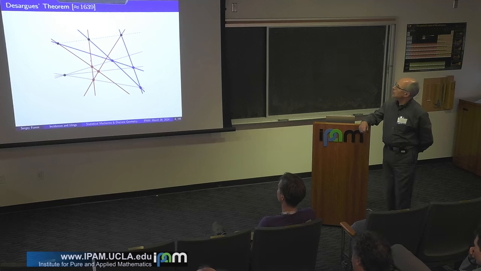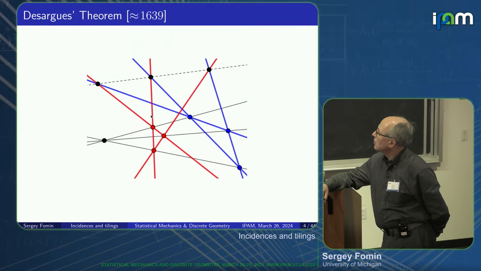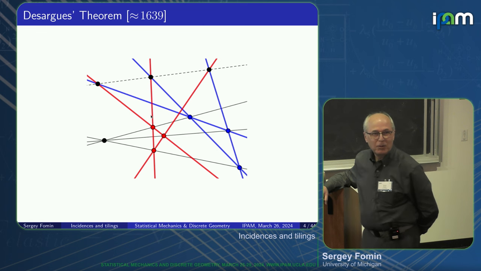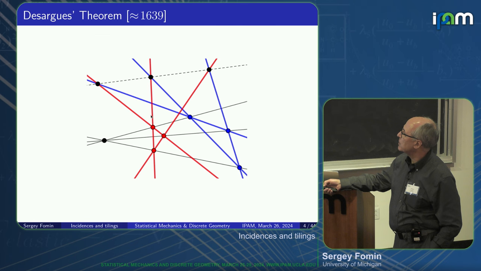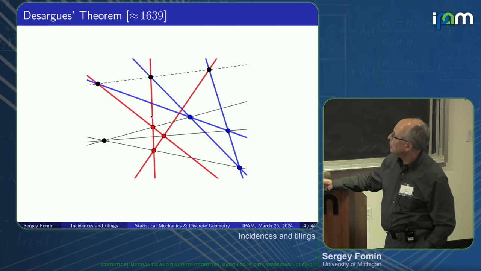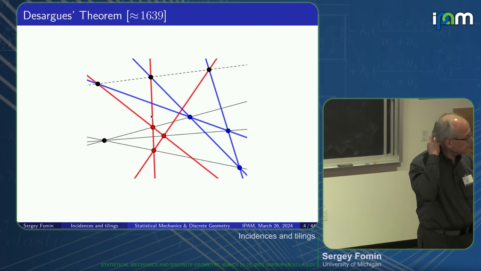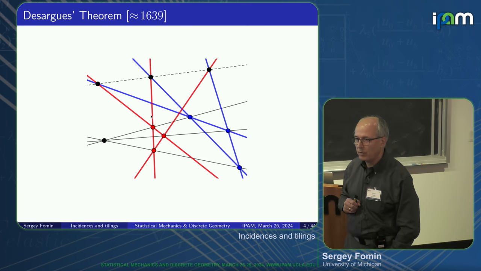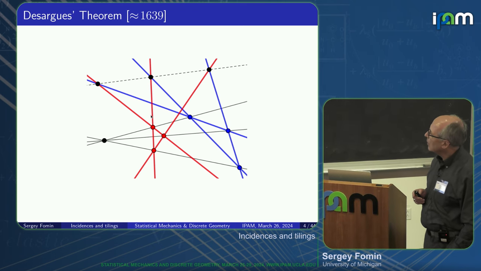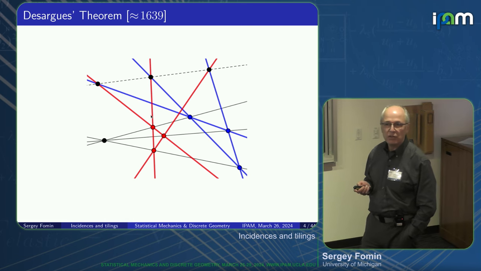And another theorem that I'm going to generalize is Desargues' theorem, which is much more recent, from 1639. What it says is that if you have two triangles which are perspective from a common point, so you know, when you draw the line through respective vertices of the red and the blue triangle, these lines intersect at the same point, then the corresponding sides of these triangles intersect at points which lie on a line, the dashed line here. So our main result is a common generalization of these two theorems and many others. And the most surprising thing about it is that apparently it's new.